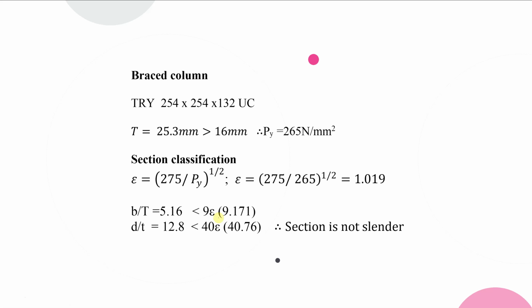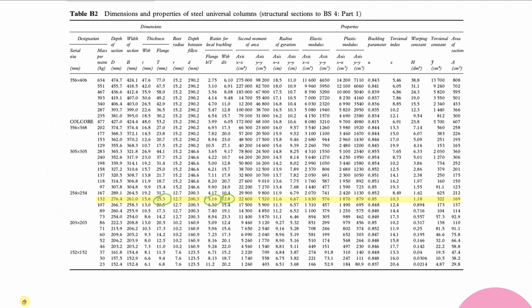So for the one in the bracket, when I multiply 9 times the constant, which is 1.019, I get this value, and 40 times the constant itself gives 40.76. Both values show that the column is not a slender section. Alright, and then we go to the next one.